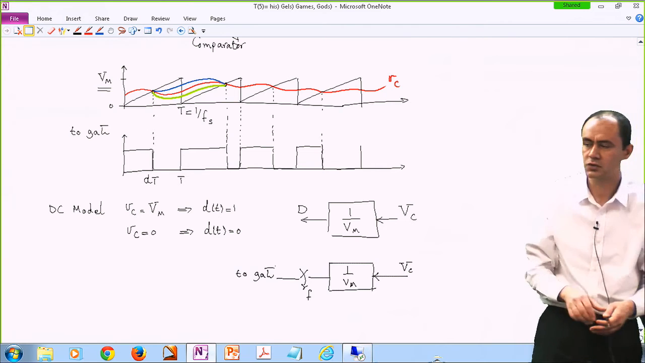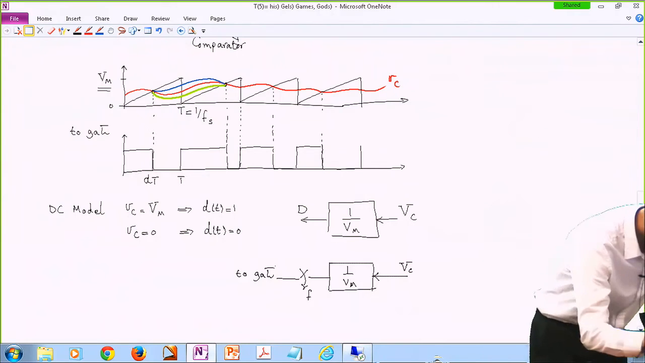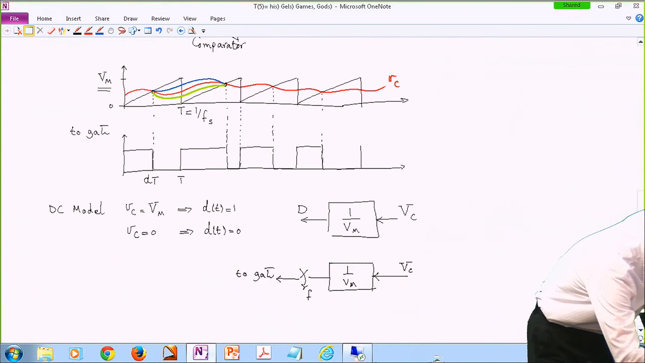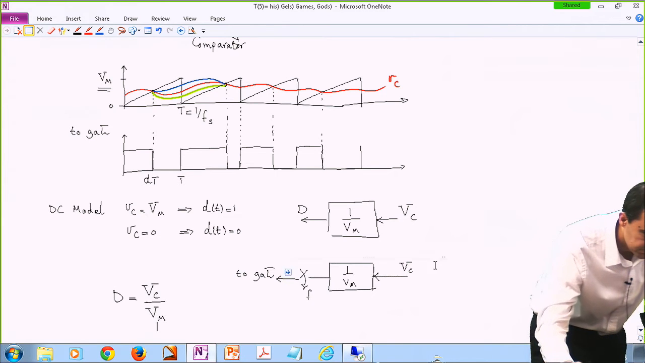But we are trying to keep it simple here. So my very simple DC model is: duty cycle is VC over Vm.